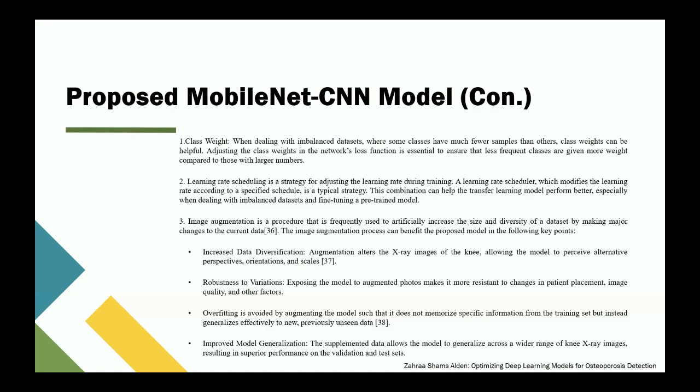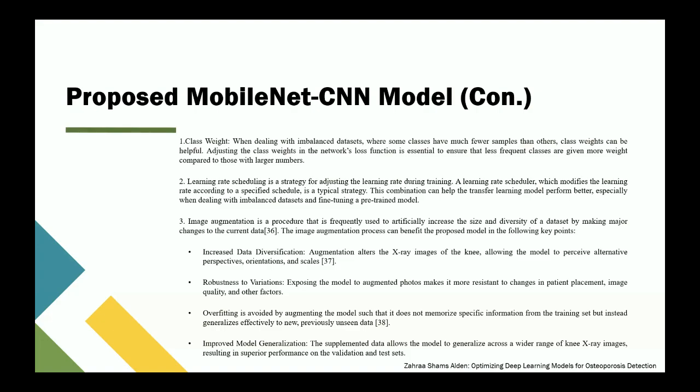Class weight is used because we are dealing with imbalanced data sets. Some classes have fewer samples than others, so the class weight is very helpful. Learning schedule is a strategy for adjusting the learning rate during the training of the model that can help the transfer learning model perform better, especially when dealing with imbalanced data sets. This is done by fine-tuning the pre-trained model.